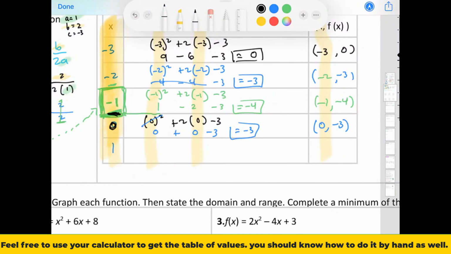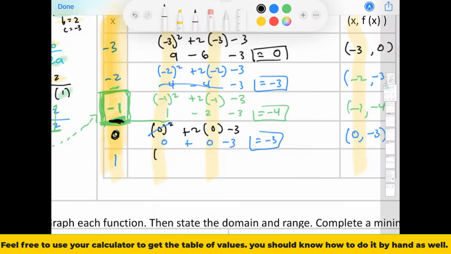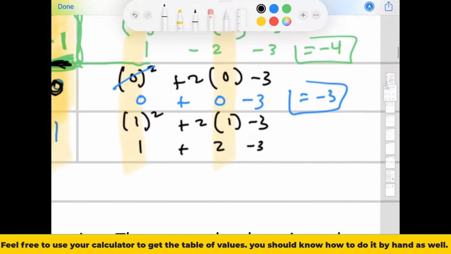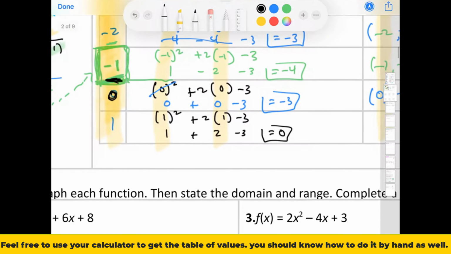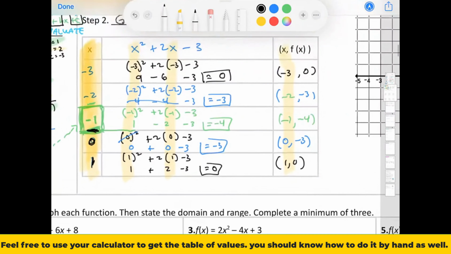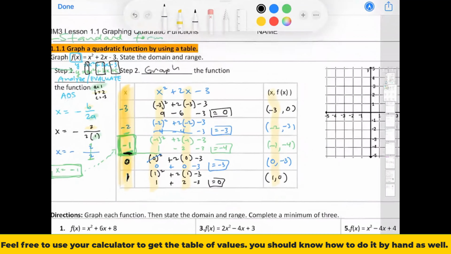And our last one, 1. Let's go ahead and substitute in 1 here. So I have 1 squared plus 2 times 1 minus 3. 1 squared is 1. 2 times 1 is 2. So 1 plus 2 is 3, and 3 minus 3 equals 0. So my ordered pair is going to be 1, comma, 0. Okay, so that's how you graph a quadratic function in standard form, get to ordered pairs.